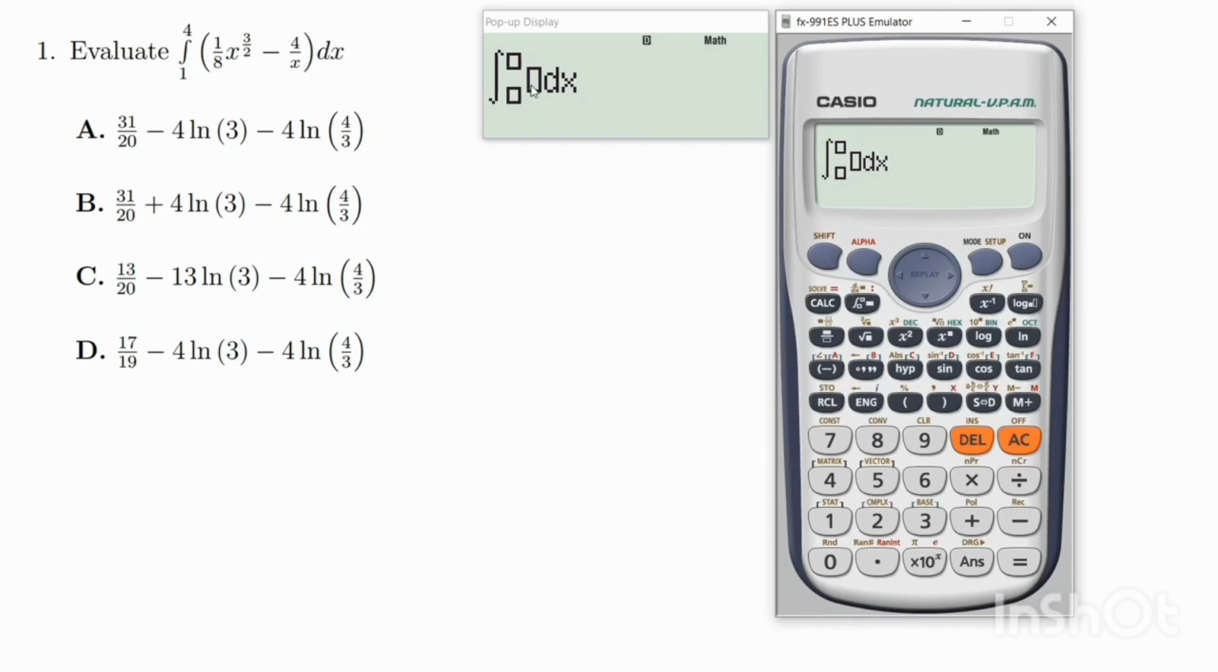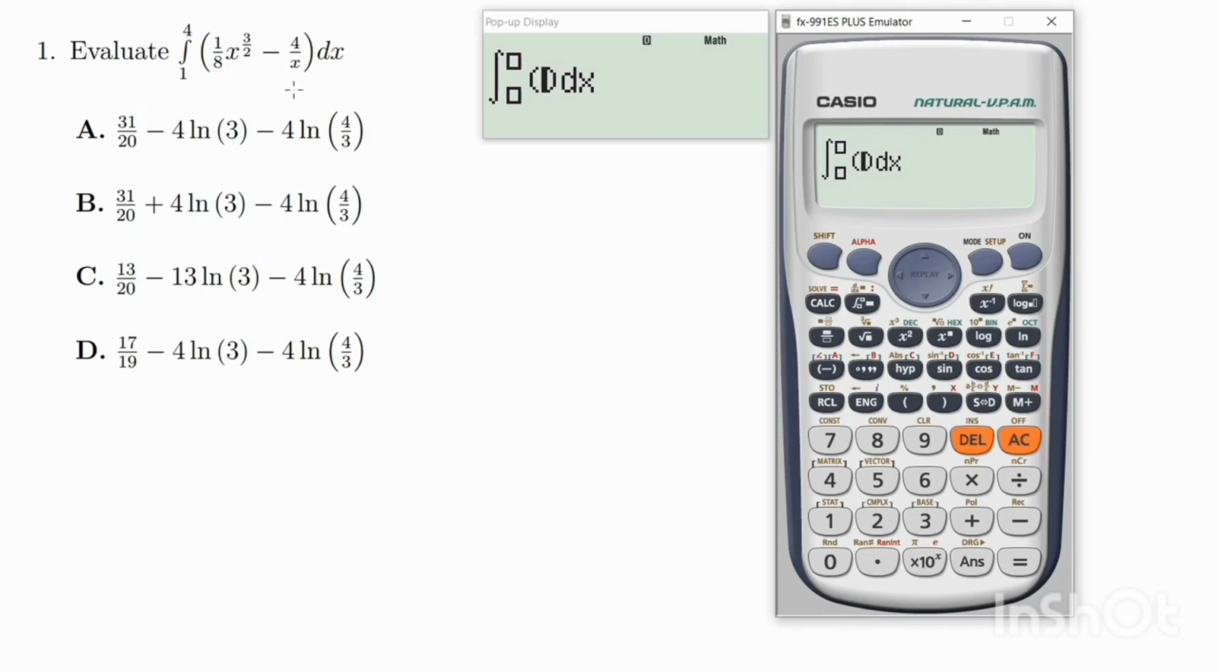Now here it is asking us to evaluate the integrand of the integral. The integrand here is x raised to power 3 over 2, all divided by x, minus 4 over x. For us to do that, I always advise students to open and close a bracket anytime you are inputting the integrand. So let's open the bracket and close the bracket, so I can navigate directly into the middle of the box here. Here you can see that my cursor is already inside the box. So now I can input my integrand.